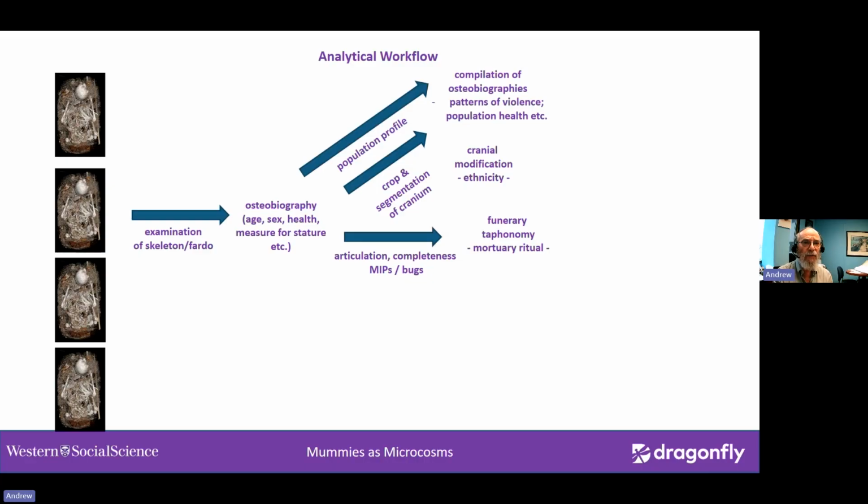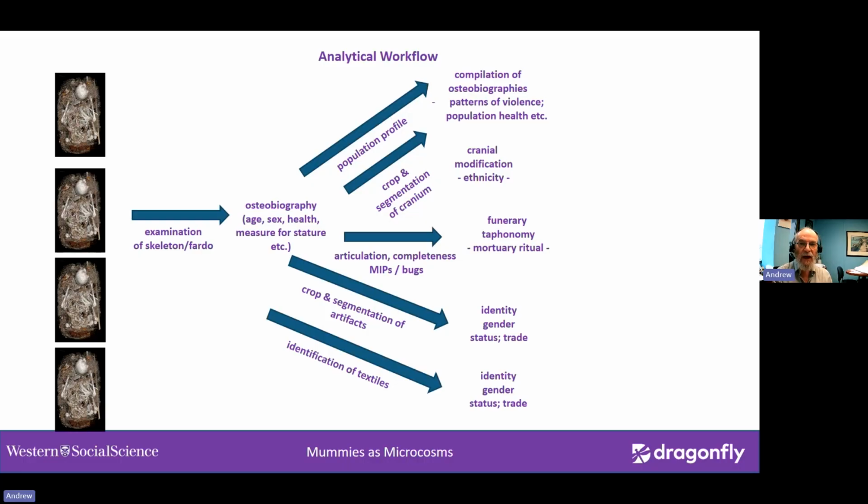We pull all the osteobiographies together for population level questions. We look at artifacts contained within the bundle, and we look at textiles that are wrapping the bundle. And we actually do more than this, but in terms of describing the workflow and keeping a reasonably tight presentation here, I would concentrate on this aspect of our workflow.